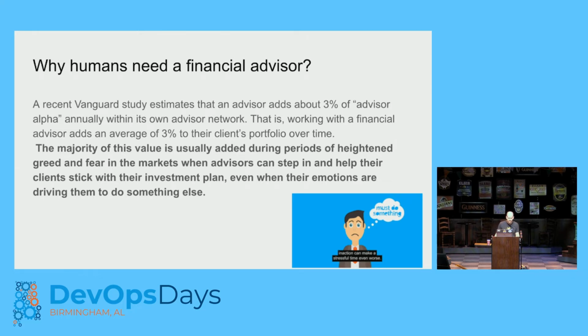You've probably seen that Vanguard study. It shows that an advisor adds about 3% of advisor alpha annually to its clients. But the reason why it's actually doing that is that the majority of the value comes during periods of greed and fear, when the only thing the advisor is actually doing is telling clients don't do anything. Because emotions are what drive people and force them to make incorrect decisions.